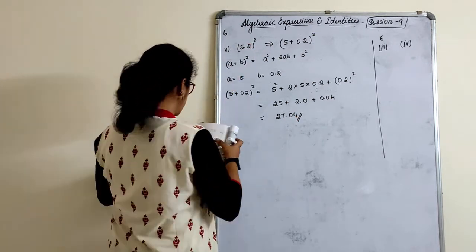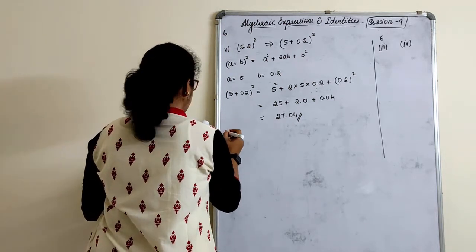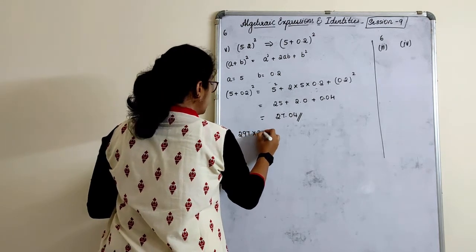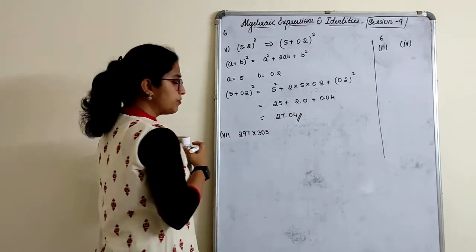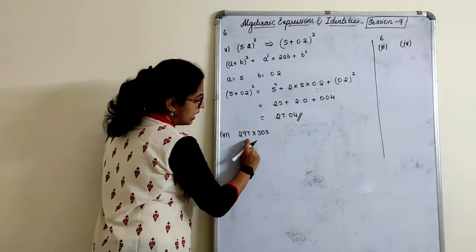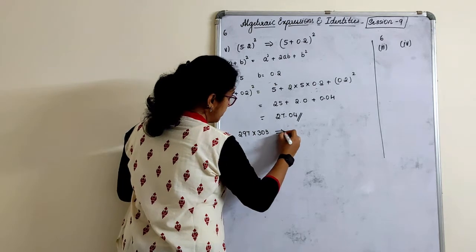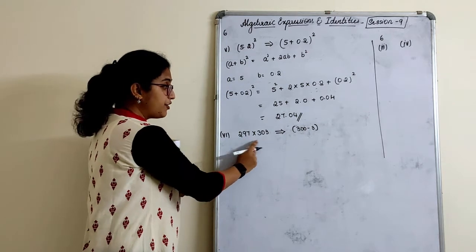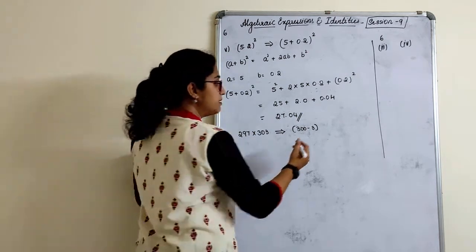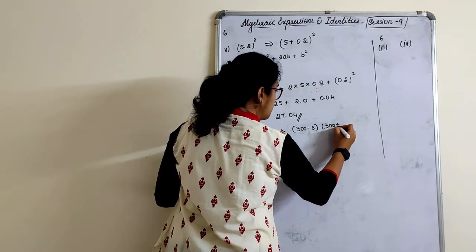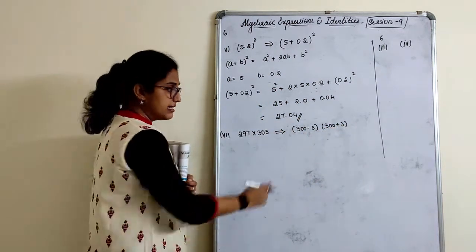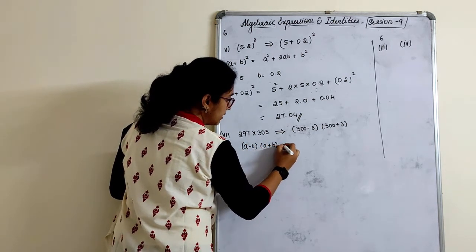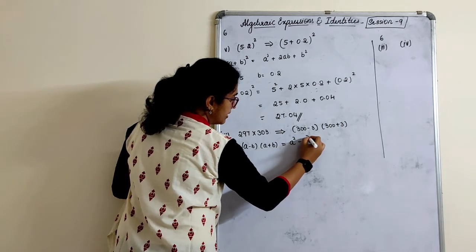Next one, sixth one, 297 into 303. Now we have a different type. Again, try to split them in the same way. How can you write 297? It can be written as 300 minus 3, right? So when you have written 300 minus 3, check the next term. It will be 300 plus 3. Are you getting the same order? Yes. This is of the form a minus b times a plus b, which is nothing but a square minus b square.